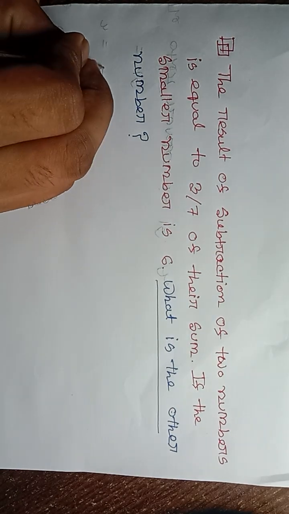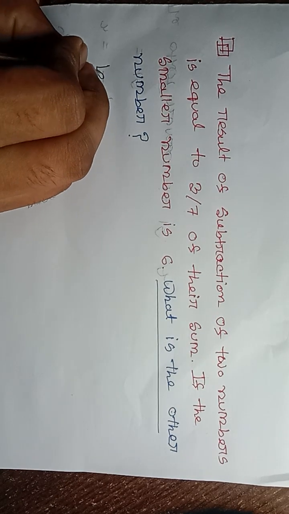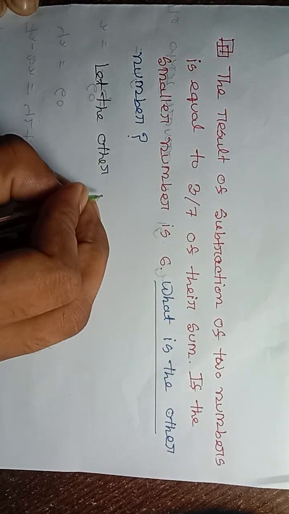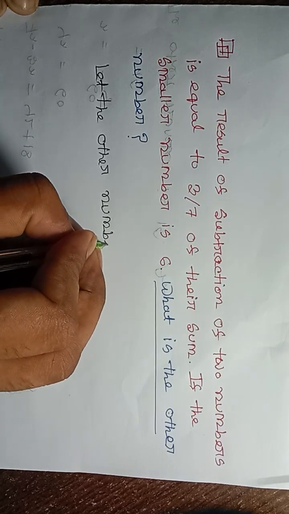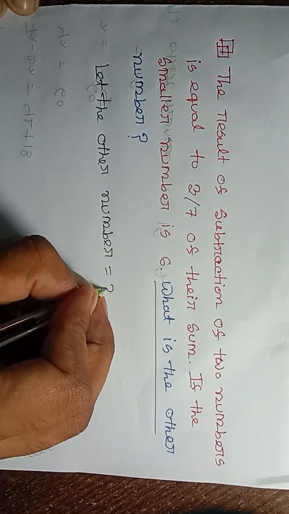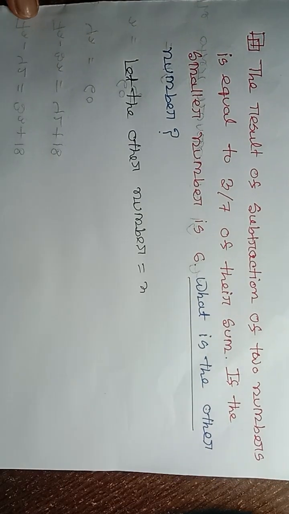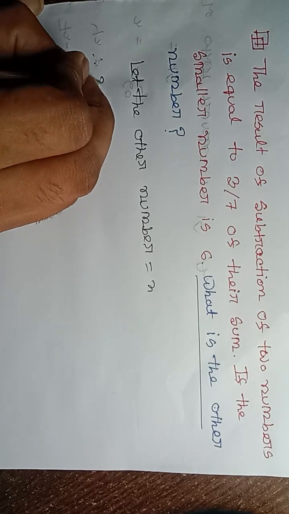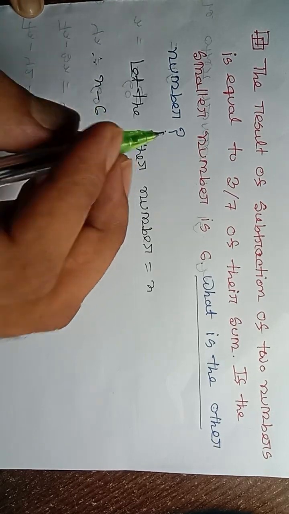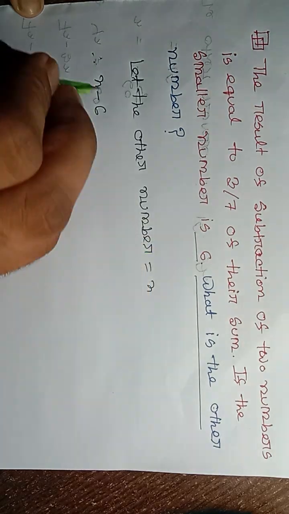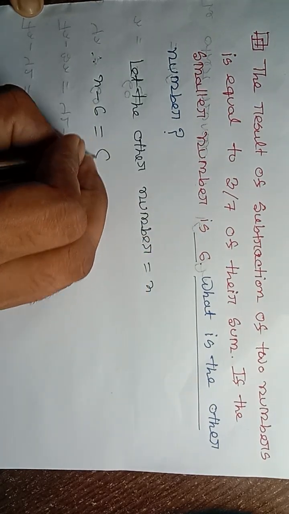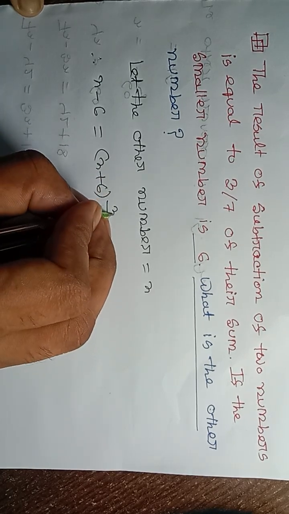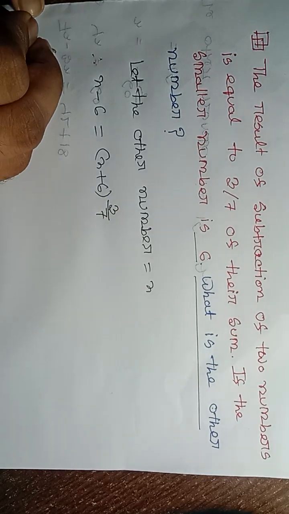Solution: we can write, let the other number be equal to x, so that x minus 6 is equal to x plus 6 times 3/7.